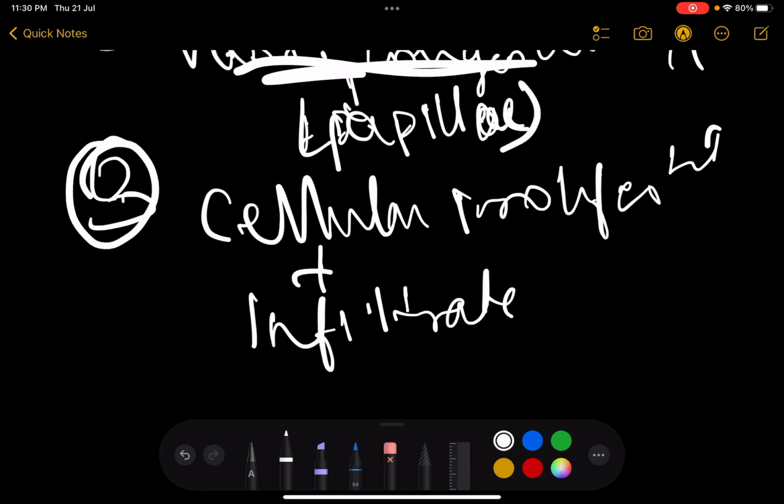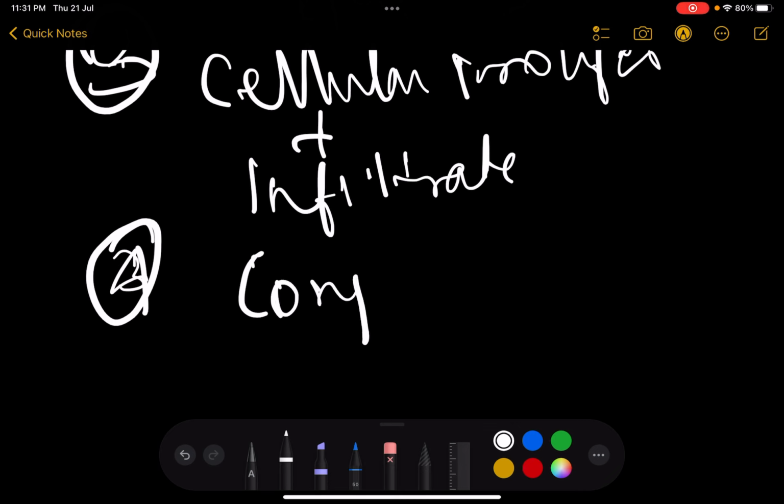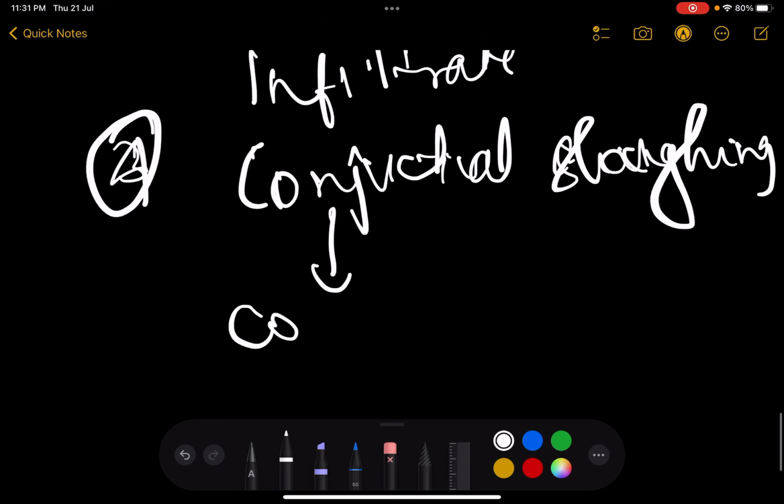Obviously, what is going to happen is that there is going to be a certain amount of degeneration of the conjunctival epithelium. The conjunctiva has a superficial non-keratinized stratified squamous epithelium. Because of all the cellular infiltration, proliferation and damage, there's going to be degeneration and conjunctival sloughing. There's going to be sloughing of the cells of the conjunctival superficial epithelium, and obviously there's going to be conjunctival discharge.